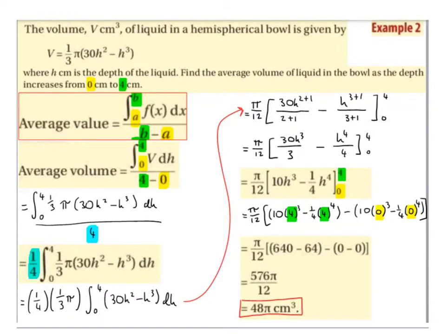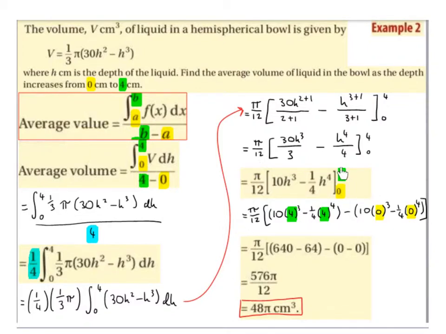And then to integrate minus h cubed, we get minus h to the power 3 plus 1 over 3 plus 1, which is minus h to the power 4 over 4, which is minus a quarter h to the power 4. And remember, we still have pi over 12 outside the bracket, so we keep that there.